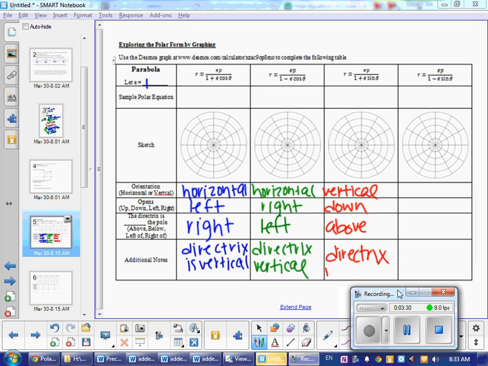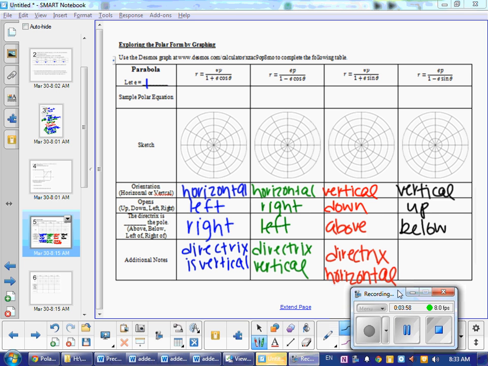All right, so what do you think about the last one? 1 minus e sine theta. It will be vertical. It's going to open up. Where will the directrix be? Below. And what direction will the directrix be? Horizontal. Sorry, below. Vertical.